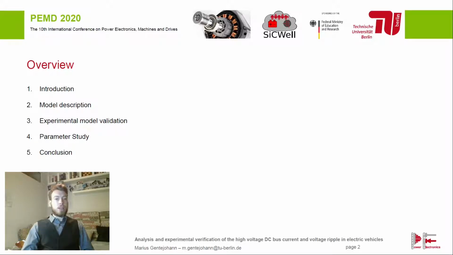Then, the validated model is used to go into a parameter study and to understand the main effects of speed and torque on the current and voltage ripple. Finally, I will sum up the results and give a short outlook.